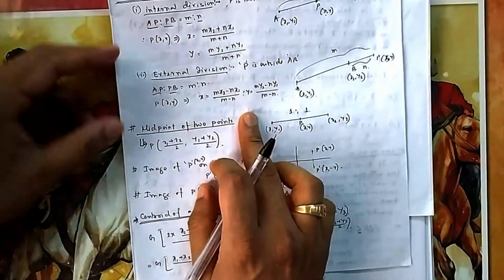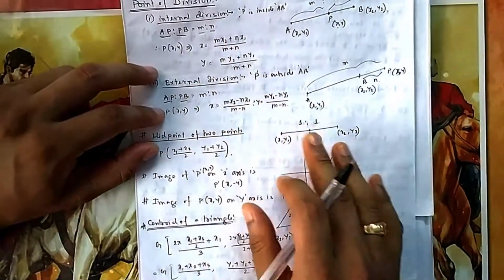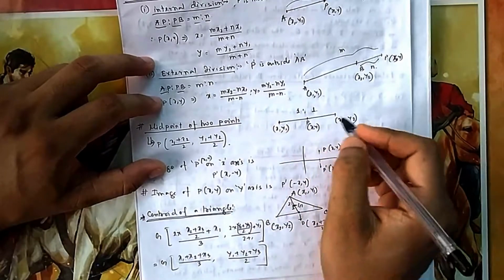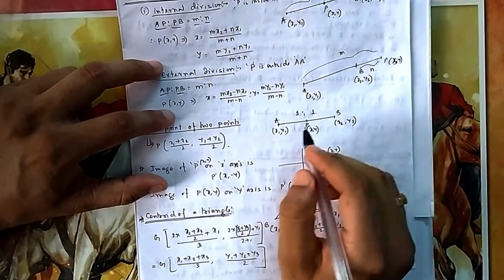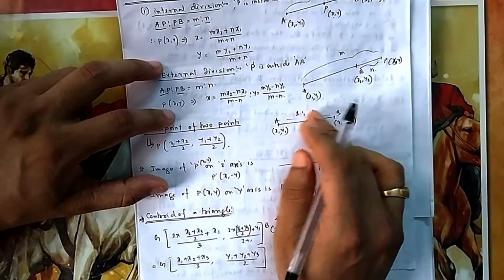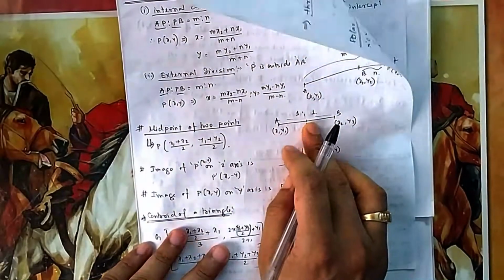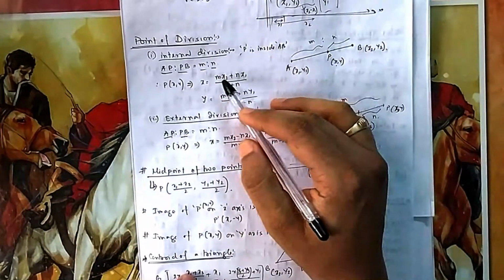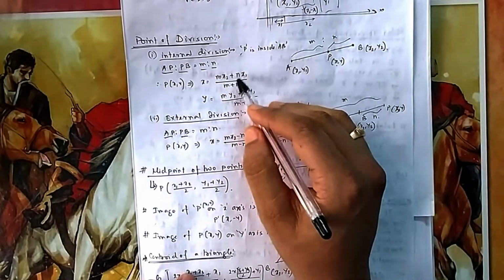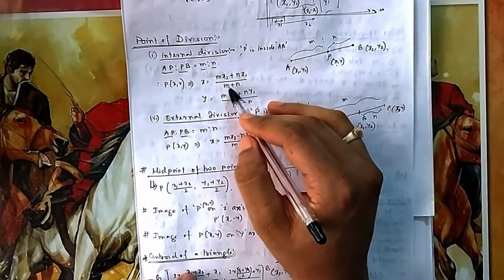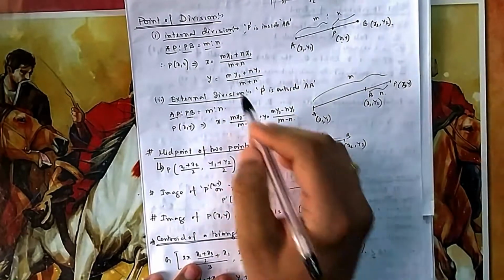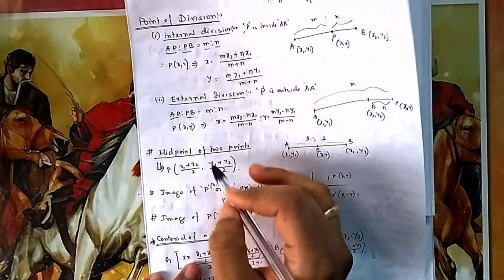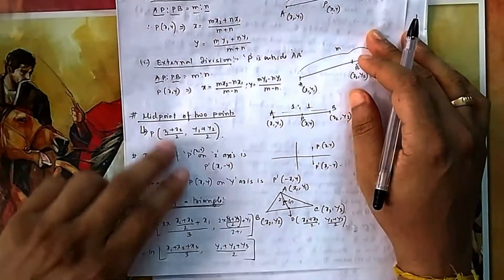Now you can extend this point of division formula to the midpoint formula. Suppose you have a line AB and P is the midpoint of it. So what will be the ratio? This length to this length is 1:1, the same length, because it is the midpoint. So if you put 1:1, and that is internal division, it will be x2 plus x1 by 1 plus 1, that is 2, so the x coordinate is x1 plus x2 by 2. Similarly y will also be y1 plus y2 by 2. You can see it here.